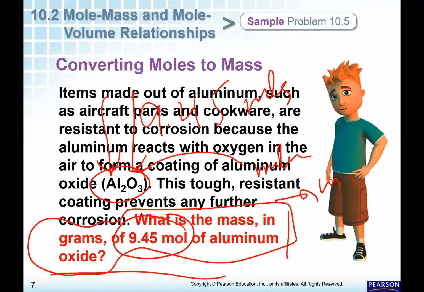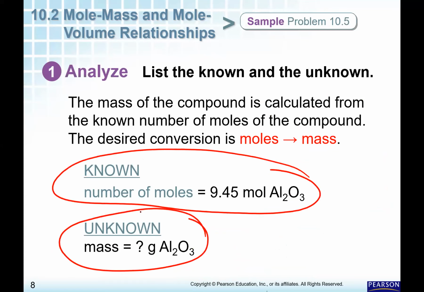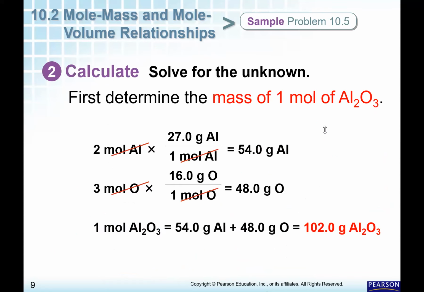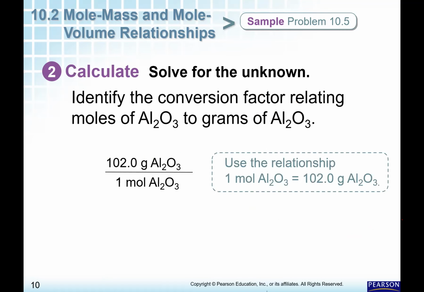Okay, so in this case, here's the analysis. This is the number of moles, and that is the mass that I need to know. I need to go from moles into mass. Okay, so this is the way we calculate the molar mass. Again, it is 2 moles of aluminum times 27 by 1 mole, that is 54. This is coming from the periodic table. 3 moles of oxygen times 16, that is 48, and that is again coming from the periodic table. So we end up with 102 grams per mole.